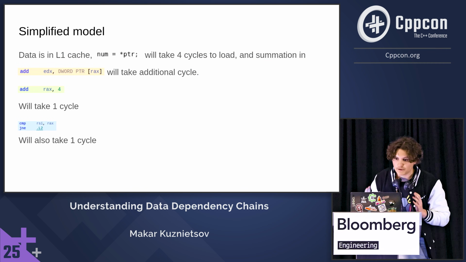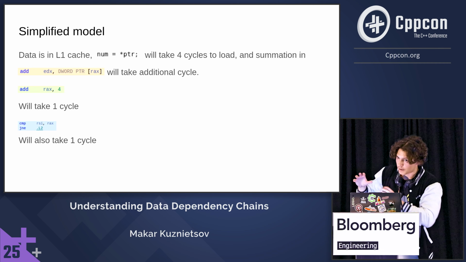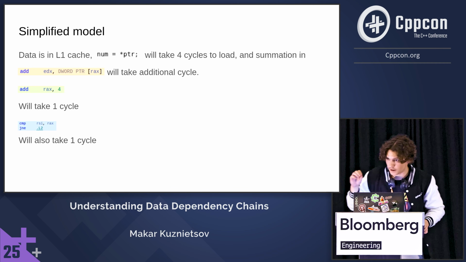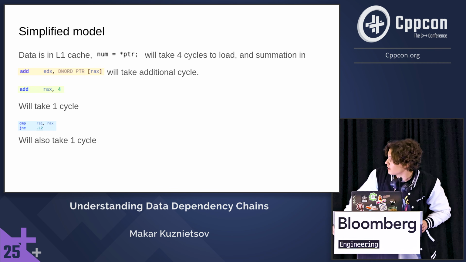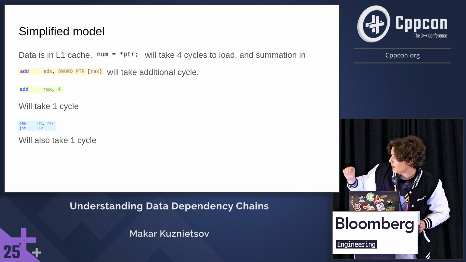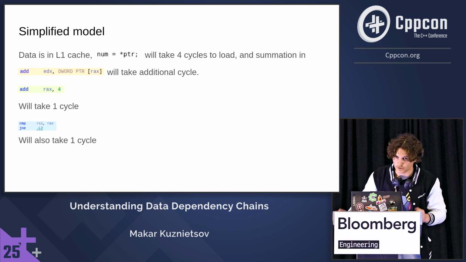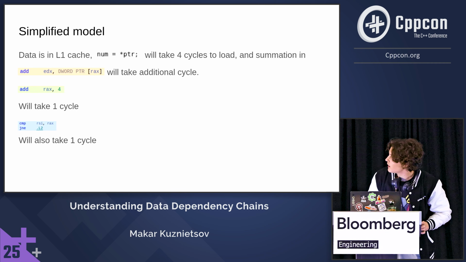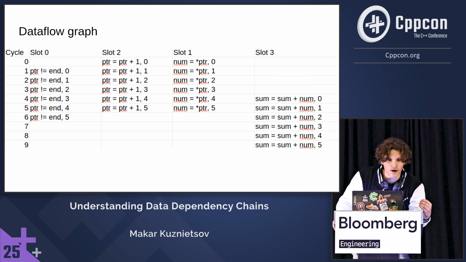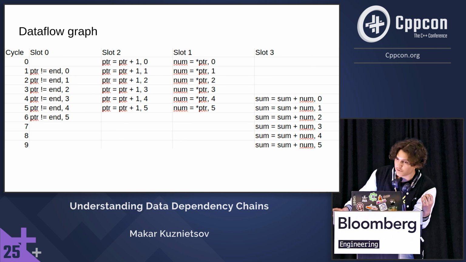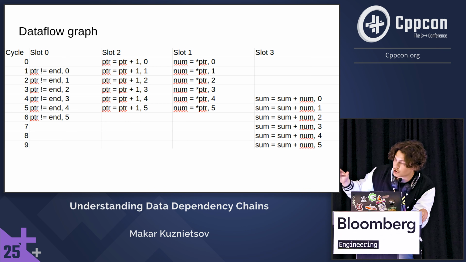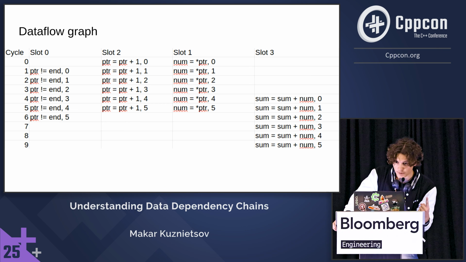And let's take a simplified model of our CPU. Let's say all the array is in L1 cache, and each load will take 4 cycles to compute. And then add and compare will also take 1 cycle, which is standard on most modern CPUs. And let's represent our instructions in a data flow graph. This is how the CPU would issue them in the slot of 1 core.